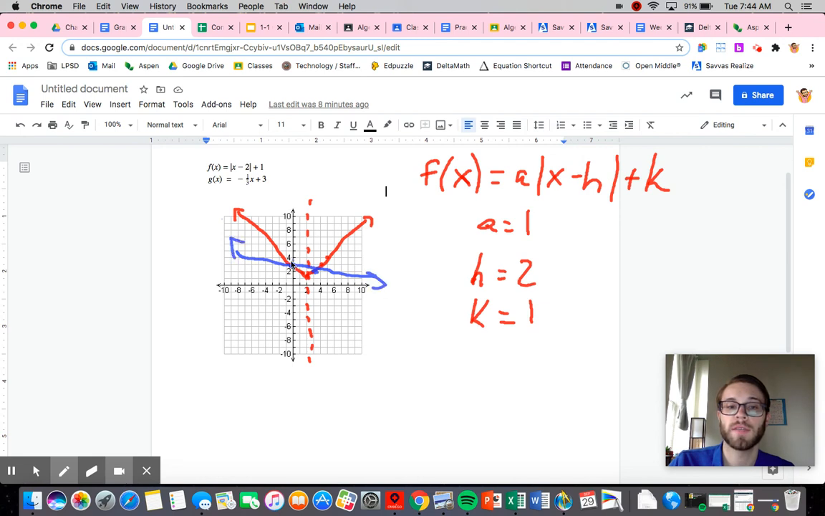Now, we can see from our graph, we have points of intersection right here, and if that was drawn well, right there. So we have a point of intersection at (0, 3). And our other point of intersection was over here at (3, 2). And that is how you solve a system of equations involving absolute value functions.